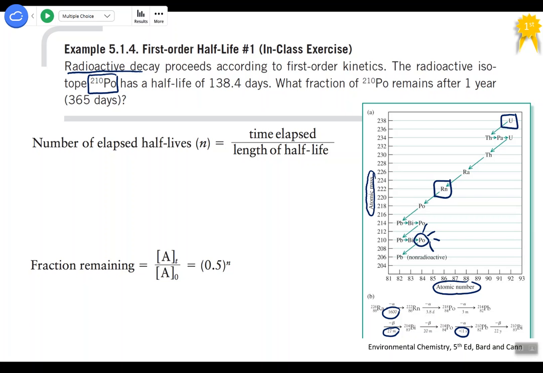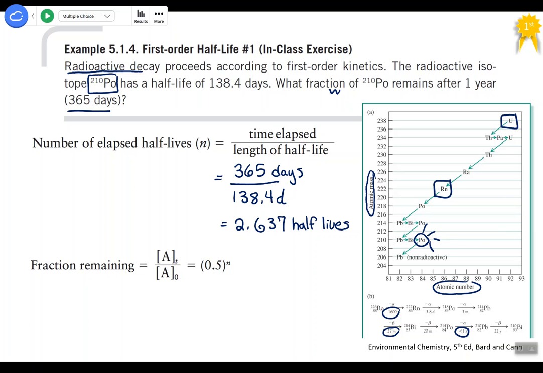What fraction of polonium-210 remains after a whole year? Well, how many half-lives have elapsed? 1 year would be about 365 days. We know the half-life is 138.4 days. After a whole year, 2.637 half-lives have occurred.